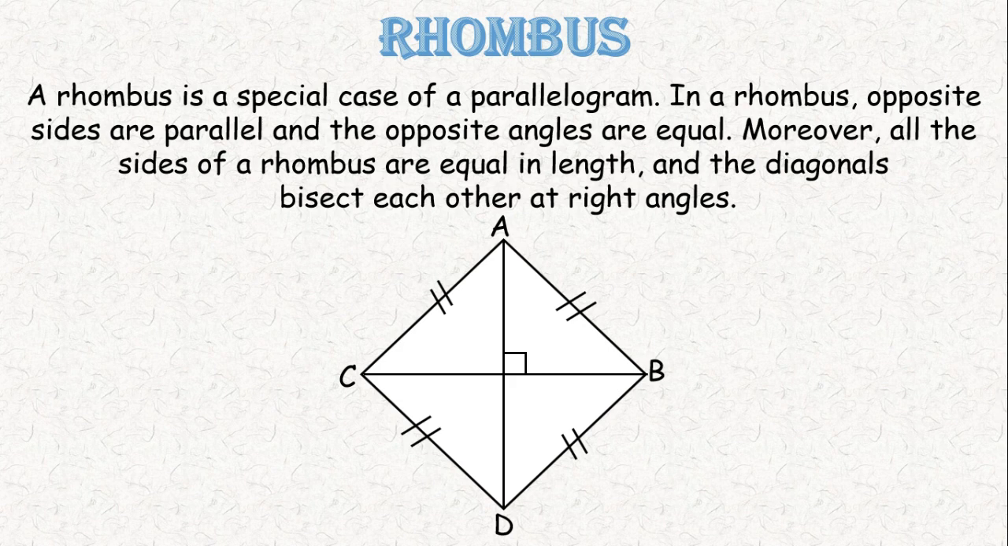Here, most of the properties of a rhombus are the same as the square, and this rhombus comes under the special case of a parallelogram. Diagonals bisect each other at 90 degrees or right angle.